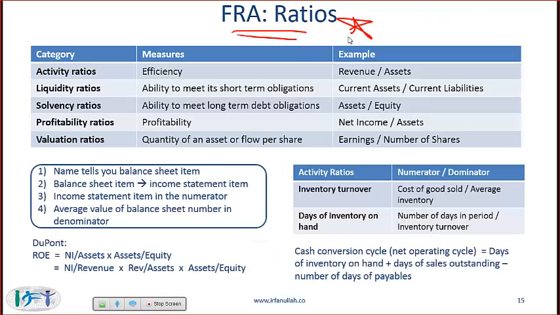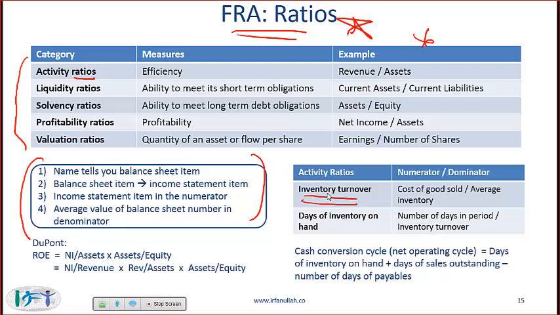FRA ratios are extremely important. I'm not listing every single ratio, but what I am doing is listing the various categories and the most popular example within each category. Then if you take activity ratios like inventory turnover, how do you come up with the ratio? The suggestion on how to do this is given.